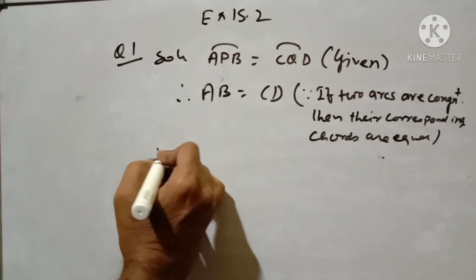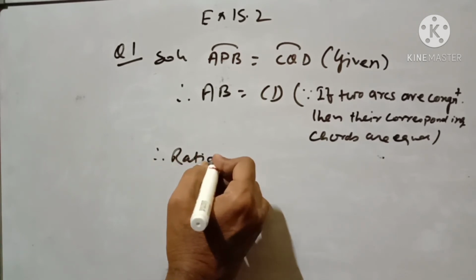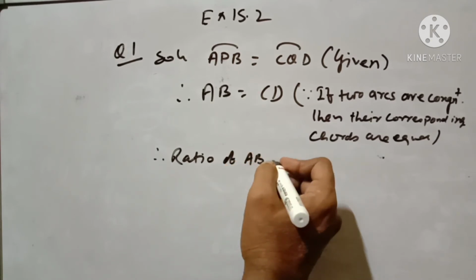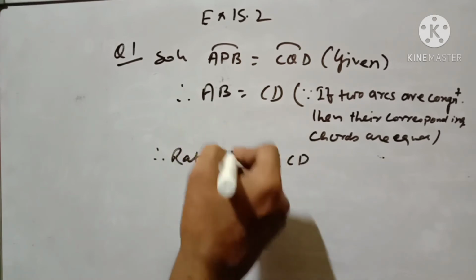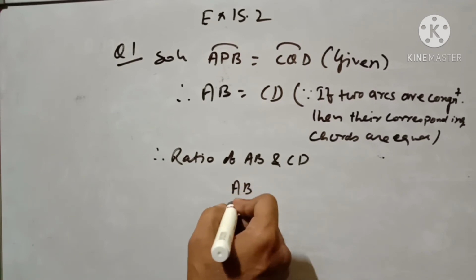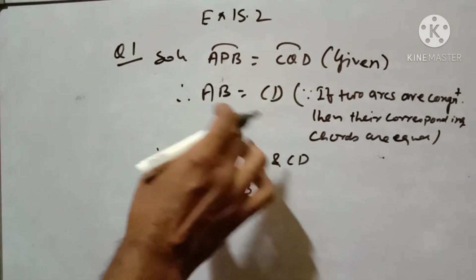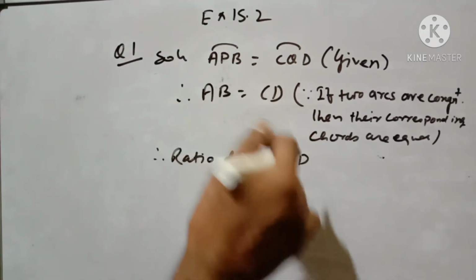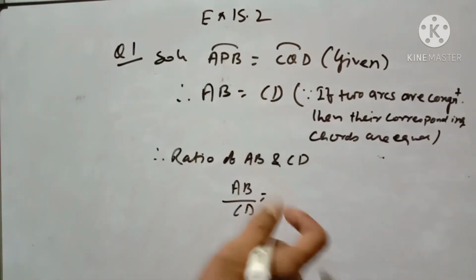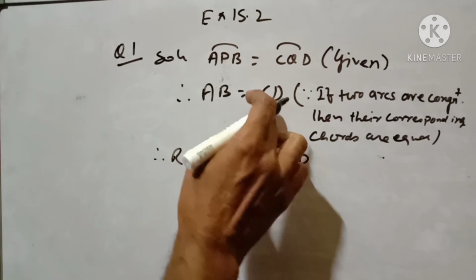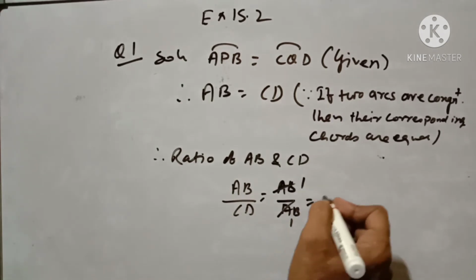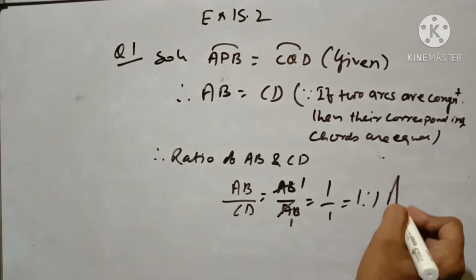Now ratio of AB and CD. I can write AB by CD. We already know that AB equals CD. Instead of CD you can write AB. I am taking AB, so the value of CD is AB. So AB by AB, AB gone, this is 1 by 1 equal to 1:1. This is our required answer.